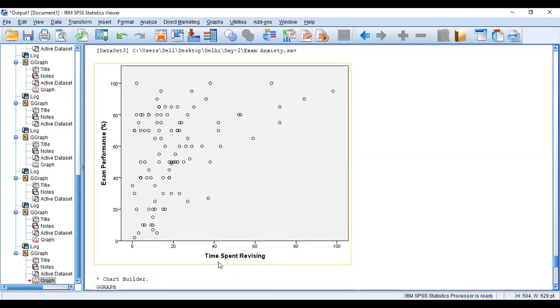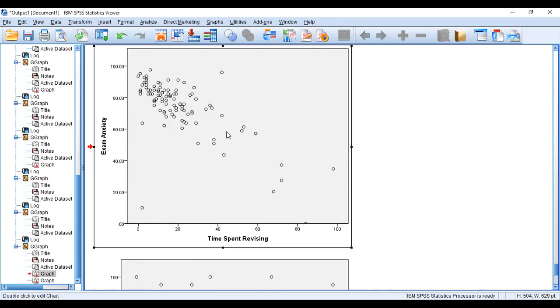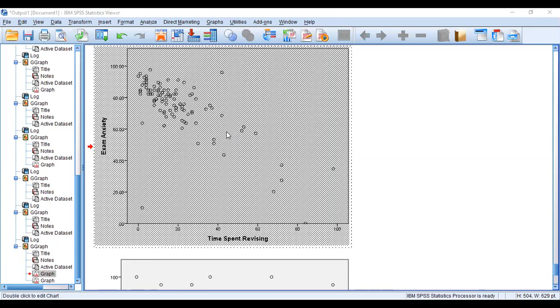One is time spent on revision and exam performance. There is a positive correlation between the two variables. Now, how to create the regression line? I will double click here. After double click, I will select element and fit line at total. Here, fit line at total.